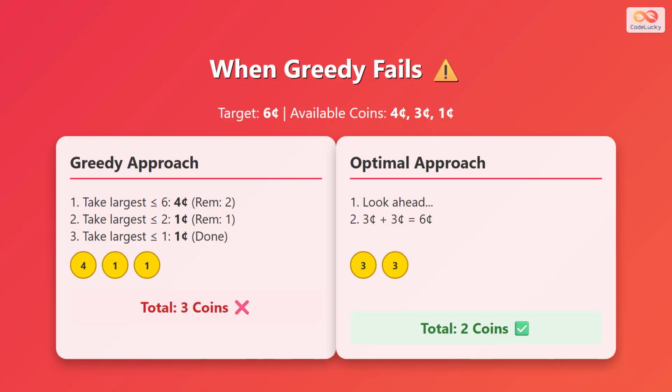However, greedy algorithms are not magic. They can fail if the coin system is different. Imagine coins worth 4, 3, and 1 cents, and you need to make 6 cents. A greedy algorithm would grab the 4-cent coin first, leaving 2 cents, which requires 2 pennies. That is 3 coins total. But the smart, optimal way would be to just take 2 3-cent coins. Here, being greedy was a mistake.